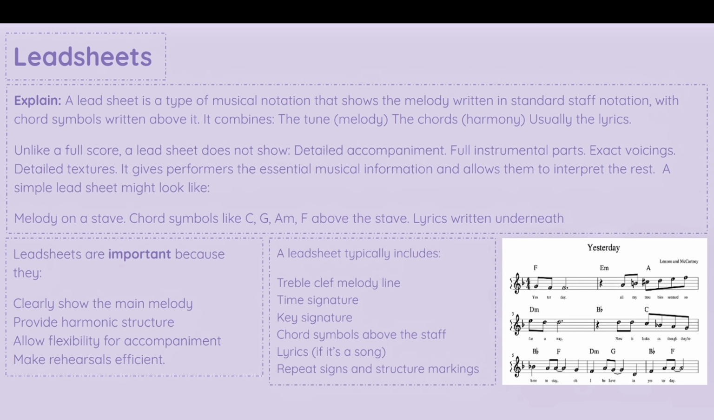Lead sheets are important because they clearly show the main melody, provide harmonic structure, allow flexibility for accompaniment, and make rehearsals efficient. Lead sheets typically include a treble clef melody line, time signature, key signature, chord symbols above the stave, lyrics if it's a song, and repeat signs and structure markings.